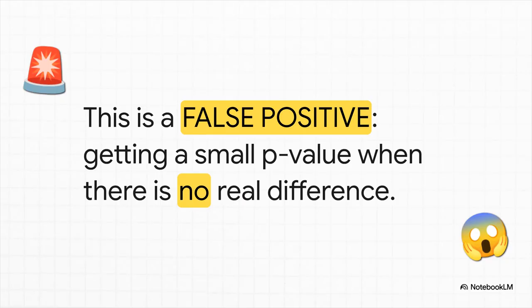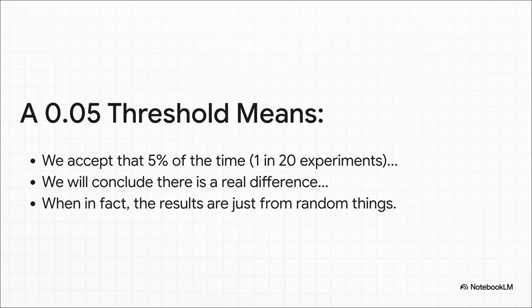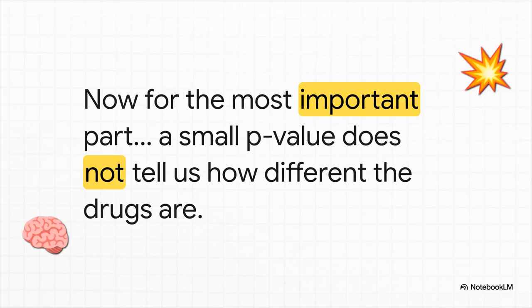And that right there has a name. It's called a false positive. We saw a small p-value, and we concluded there was a real difference, when in fact, there wasn't one. It was all just a random fluke. So here's the crucial point. When we use that 0.05 threshold, we are explicitly making a deal with ourselves. We are accepting that 5% of the time, or in 1 out of every 20 experiments where there's actually no real effect, we will get tricked by randomness into thinking we found something real. So we get the 5% error rate.